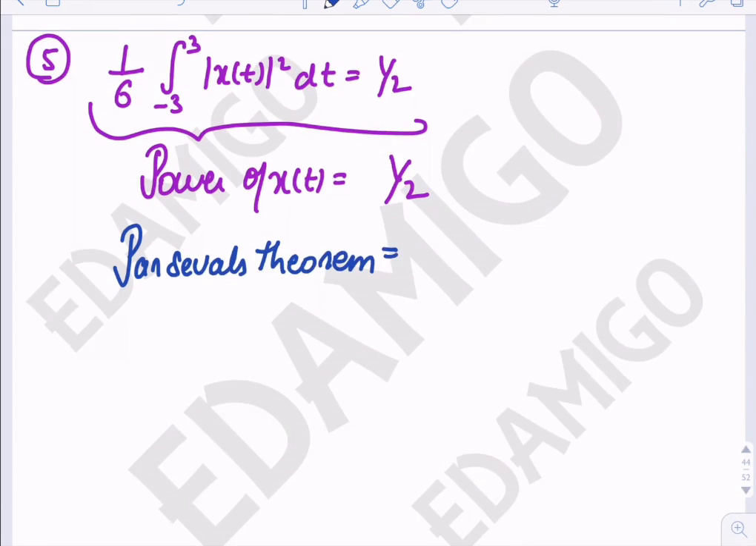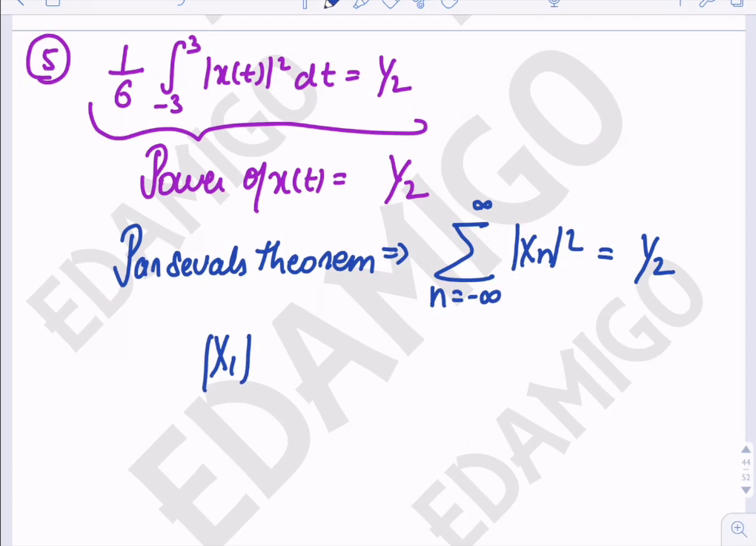Parseval's theorem states that summation n equals minus infinity to infinity of mod of x[n] whole square is equal to the power of the signal, that is half. Since x[n] is non-zero only for 1 and minus 1, we can say that mod x[1] square plus mod x[-1] square is equal to half.